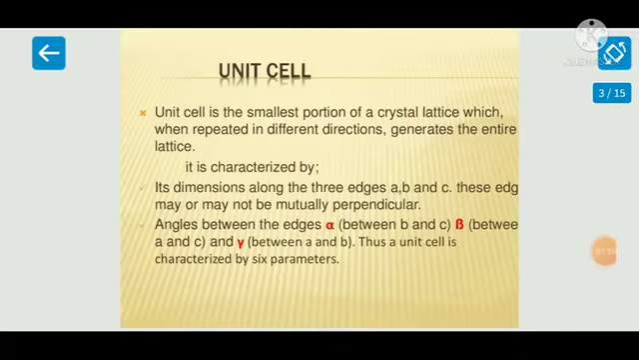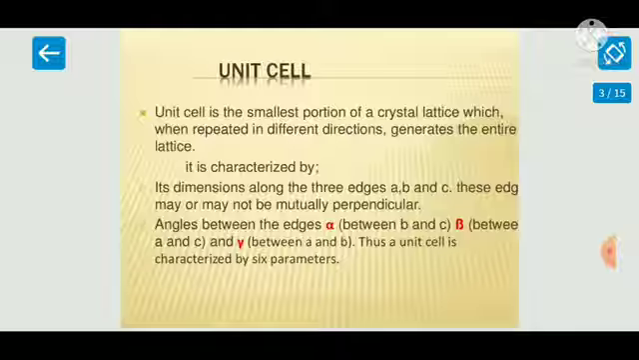Unit cell. A unit cell is the smallest portion of the crystal system which, when repeated in different directions, generates the entire lattice. It is characterized by its dimensions along the three edges A, B, C. These edges may or may not be mutually perpendicular. The angles between the edges are alpha between B and C, beta between A and C, and gamma between A and B. Thus, a unit cell is characterized by 6 parameters.